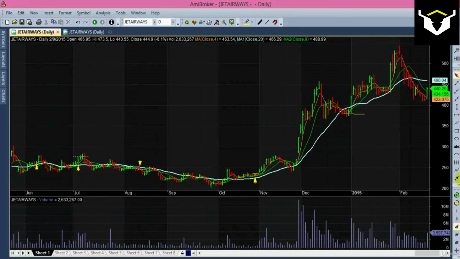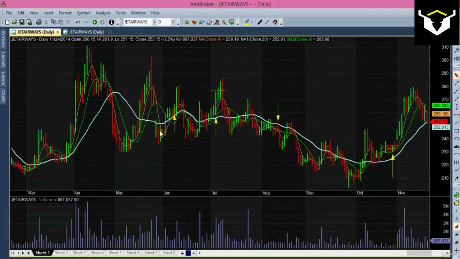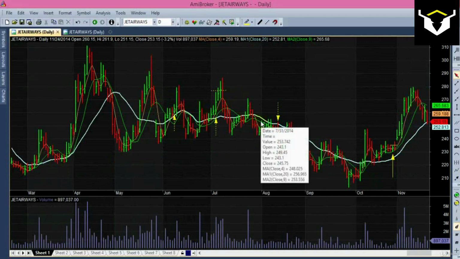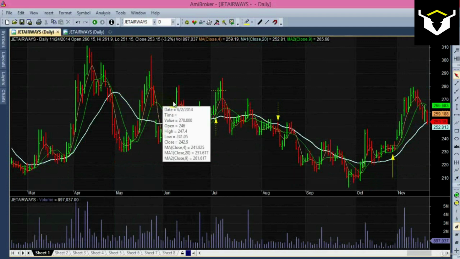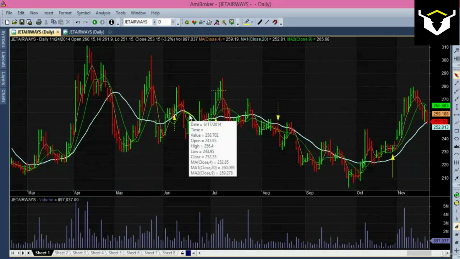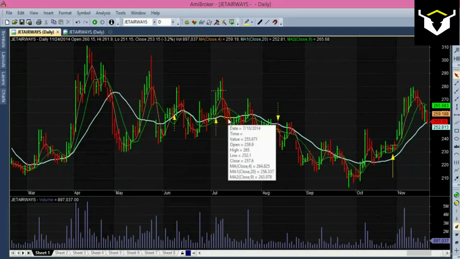So 4-day, 9-day and 20-day moving averages will help us identify and take early entry into a trend. At the same time, they help us stay away from most of the whipsaw price action or consolidating price action. As we can see here, they did confirm the trend, they did signal a change in trend, but very few times they confirmed trend direction.